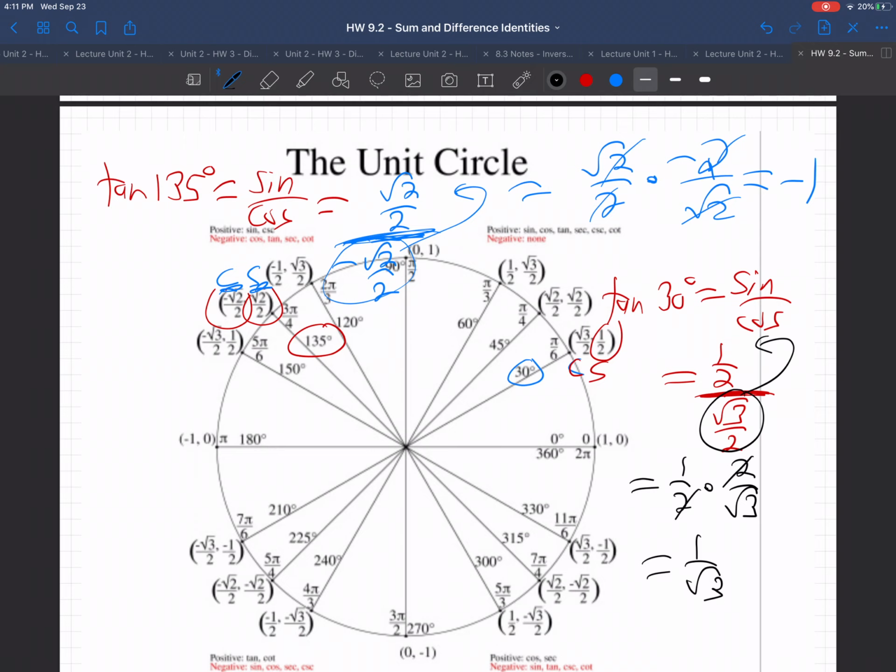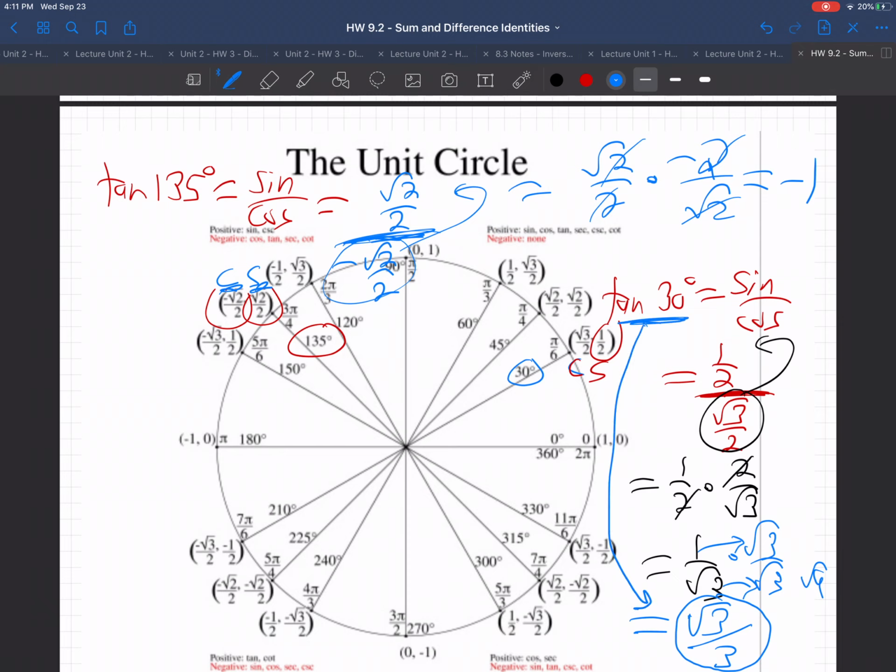Now, we don't usually leave roots in the bottom of a fraction. So what we do is we multiply top and bottom by root 3. And so what is that equal? Well, you multiply straight. 1 times root 3 is root 3 over root 3 times root 3 is the square root of 9, which is plain 3. So there we go. The tangent of 30 degrees, simplified, is root 3 over 3.